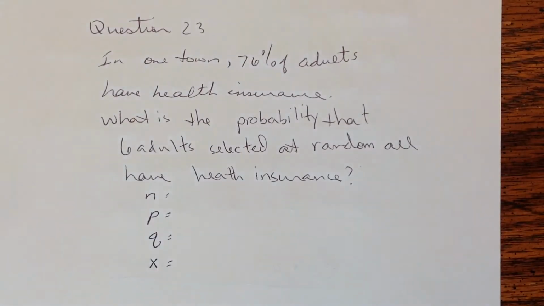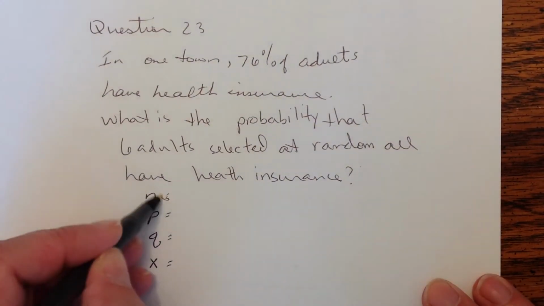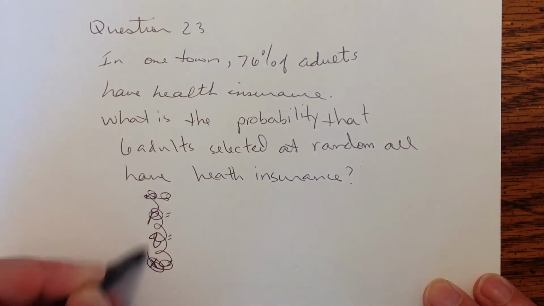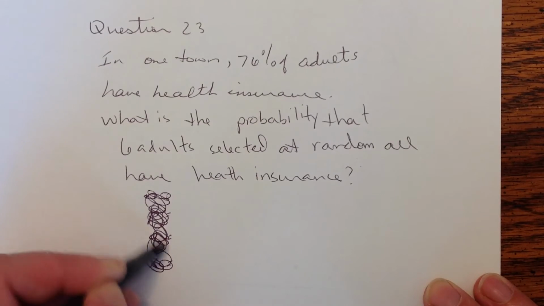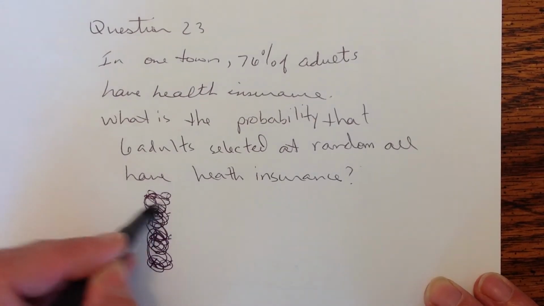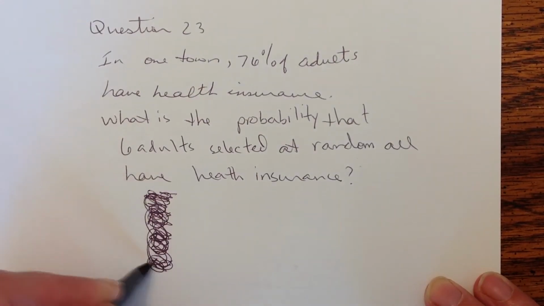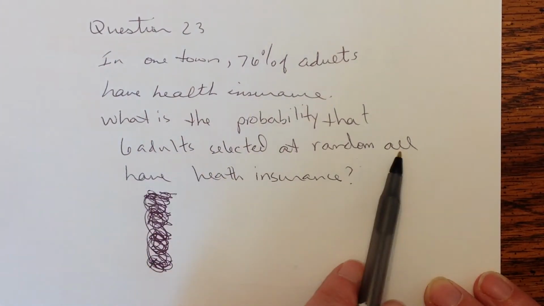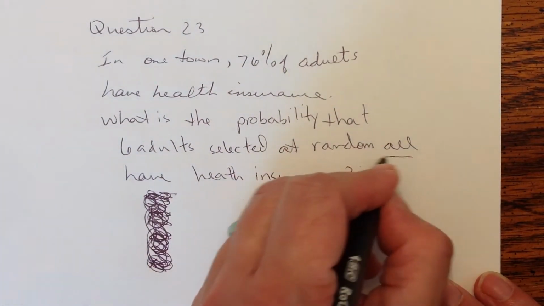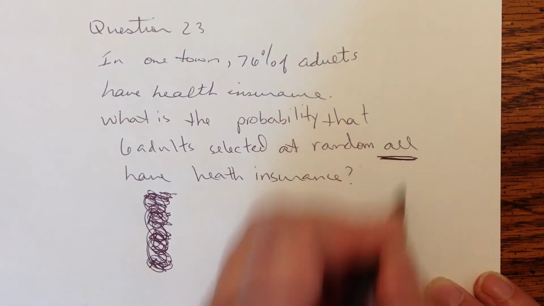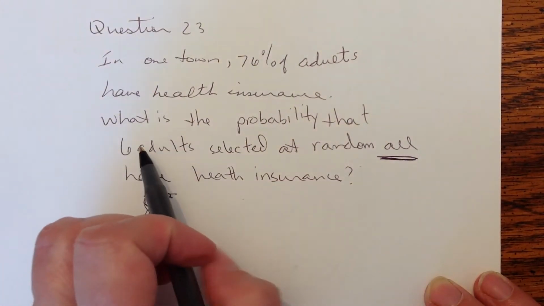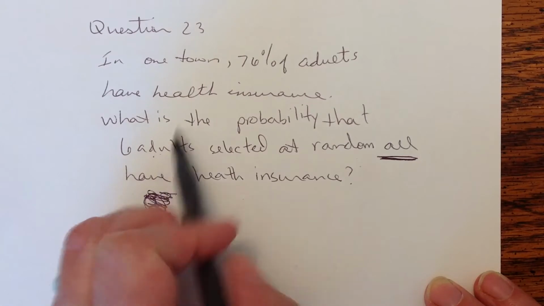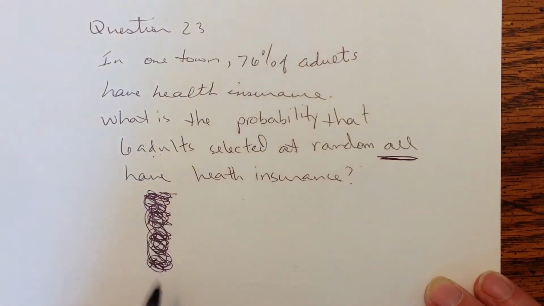Oh, actually, it's not this. My apologies. You couldn't use that because they don't ever tell you how many people are in the town. But we want 6 adults to all have health insurance. A key word here for all, this is a key word for and. So for any one of these people to have health insurance, the likelihood is 0.76.